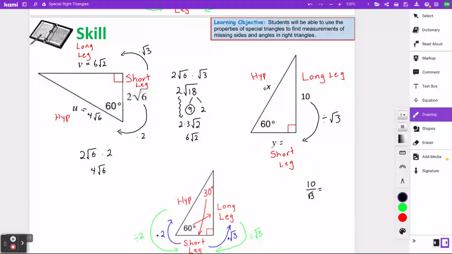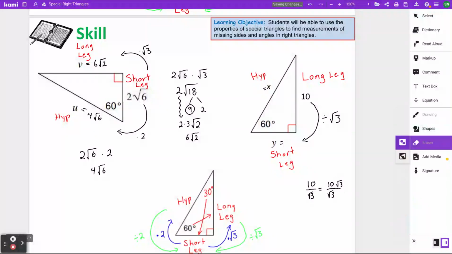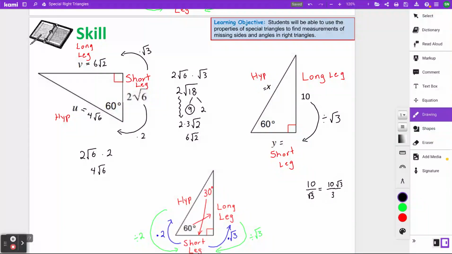Using the copy paste erase method, we're going to rationalize this answer. We start with 10 square root of 3, copy the denominator, paste it on the numerator, erase the radical from the denominator. This doesn't simplify, therefore the short leg is 10 square root of 3 over 3.